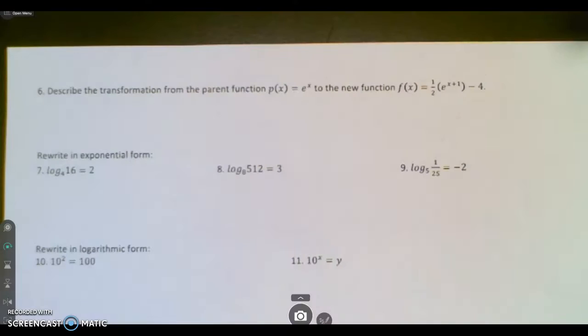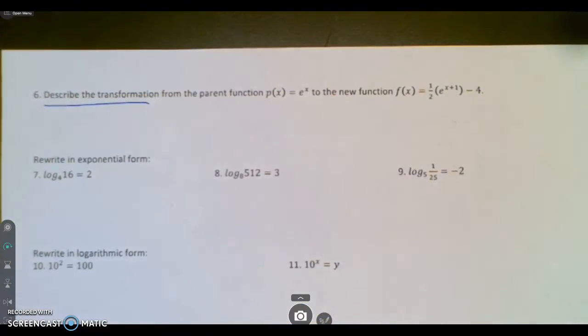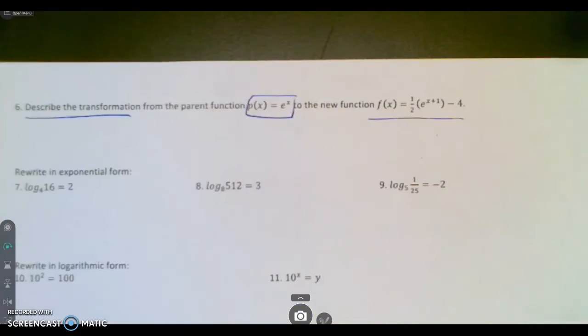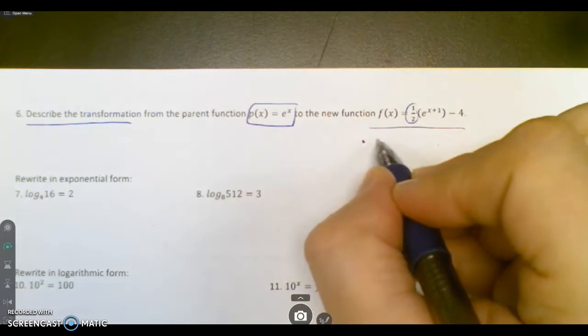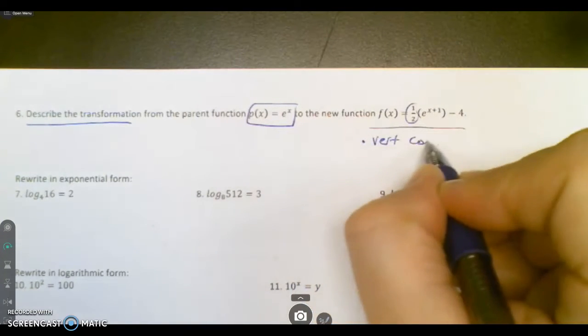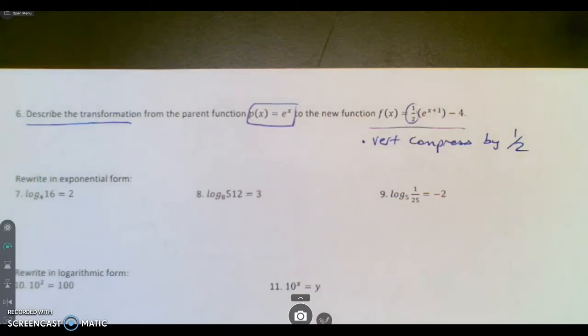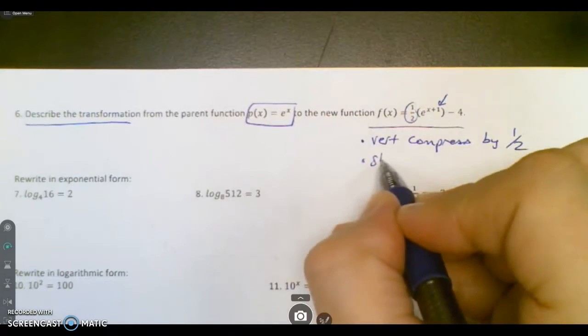Maybe it's a Jeep. All right, now we get to the describe the transformations parts. This is where you're going to say if it's shifted or it's flipped or all that. So if this is the parent, how is this different? Well, there's a lot of things different to it. First, the 1/2 would be a vertical compression by 1/2.